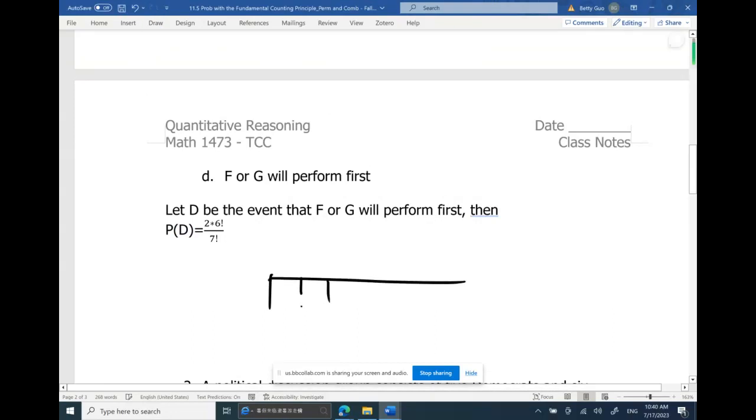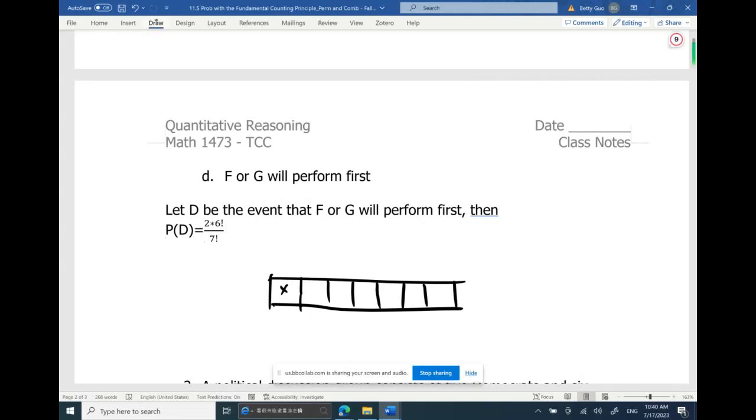Draw those boxes, 1, 2, 3, 4, 5, 6, 7. 7 performers, right? Yeah, we have 7 time slots to arrange them. To make event D occur, we're going to follow the following 2 steps. The first step, we're going to arrange a person in the first place. Remember, event D is the result that F or G will perform first.